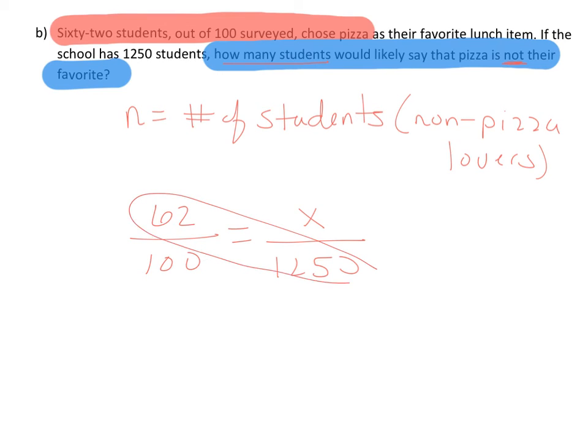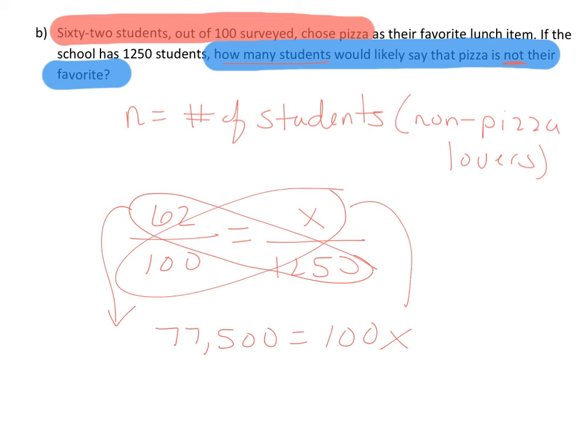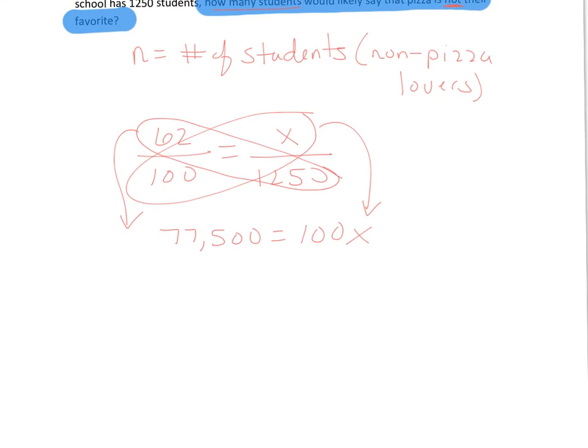So I'm going to take 1,250 times 62 and get 77,500 equals 100x, because I'm going to cross multiply this direction now. Now divide by that 100, and so when I divide by 100, just those zeros just cancel out. So I end up with 775. Now, we got to be careful though, because this is 775 pizza lovers.